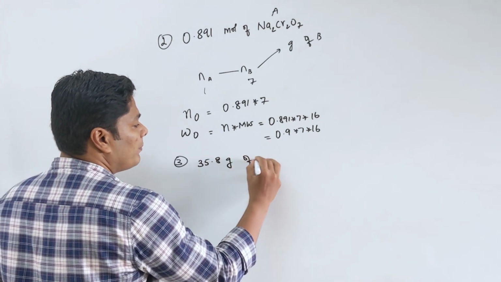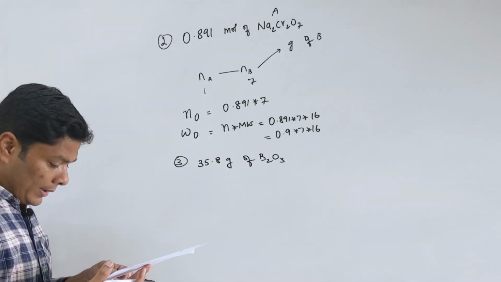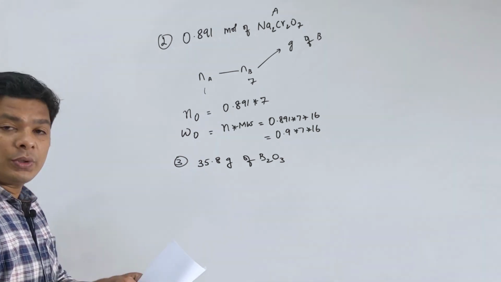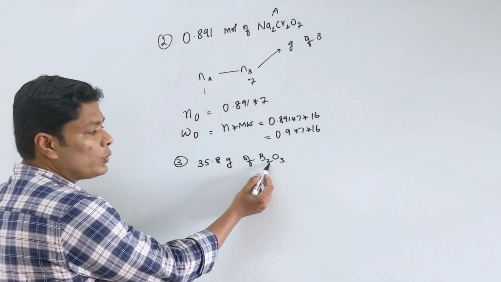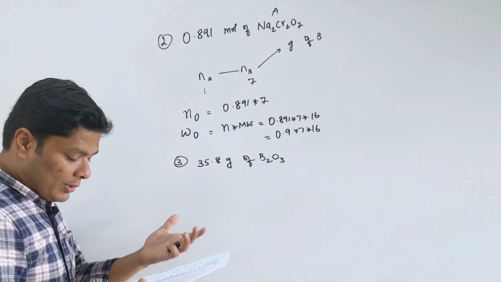35.8 grams of B2O3. Correct? 35.8 grams. Alright. Now the first thing that you want to figure out is the molar mass of B2O3. The molar mass of B2O3 is 2 times the atomic mass of boron plus 3 times the atomic mass of oxygen. Use your periodic table, you will be alright.